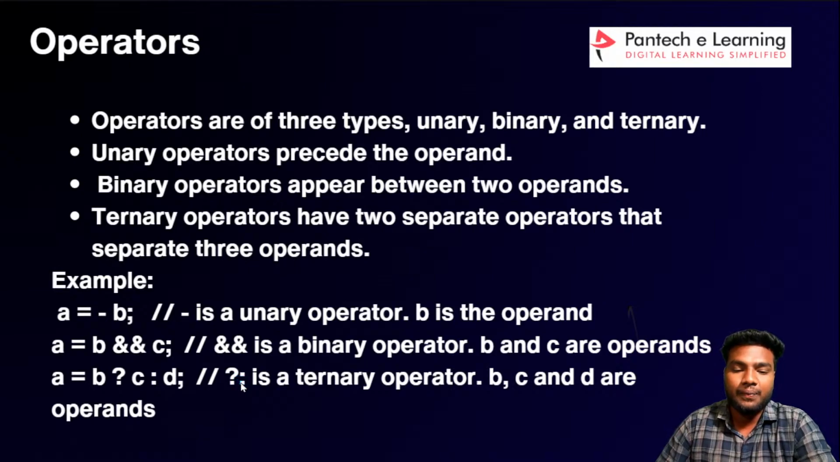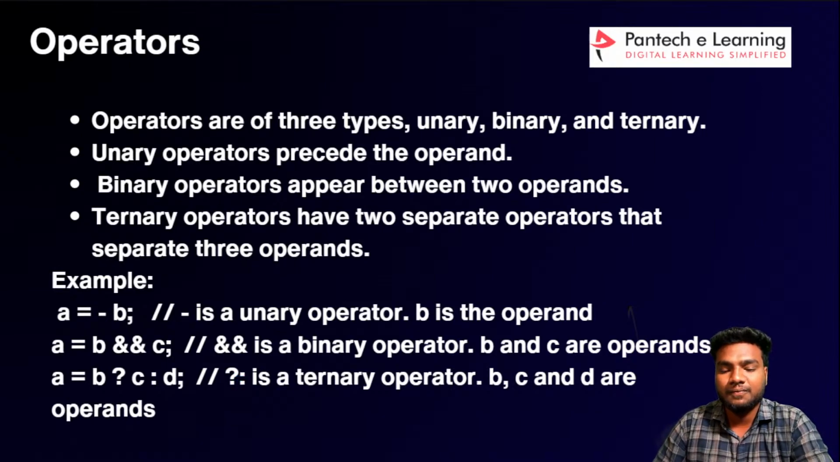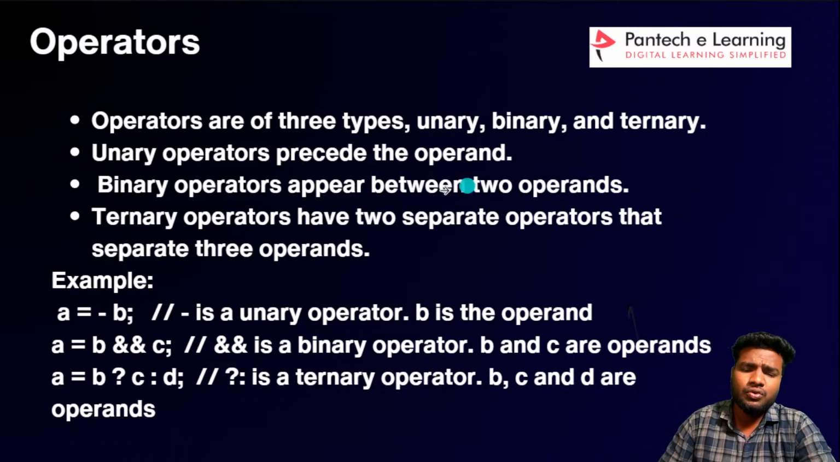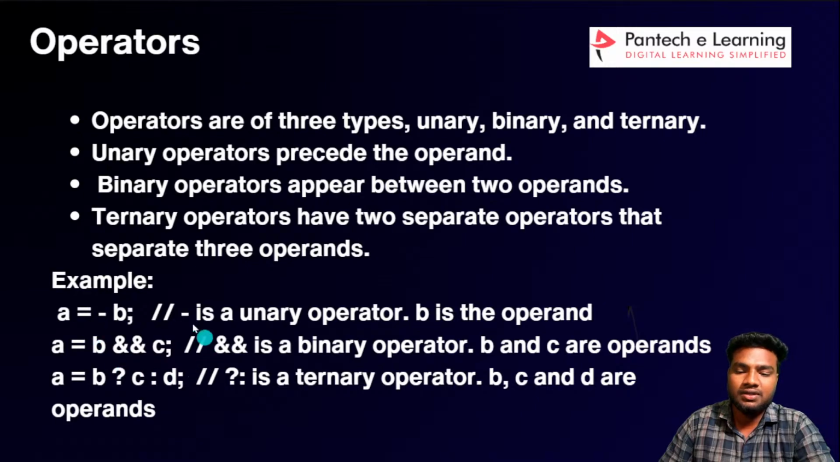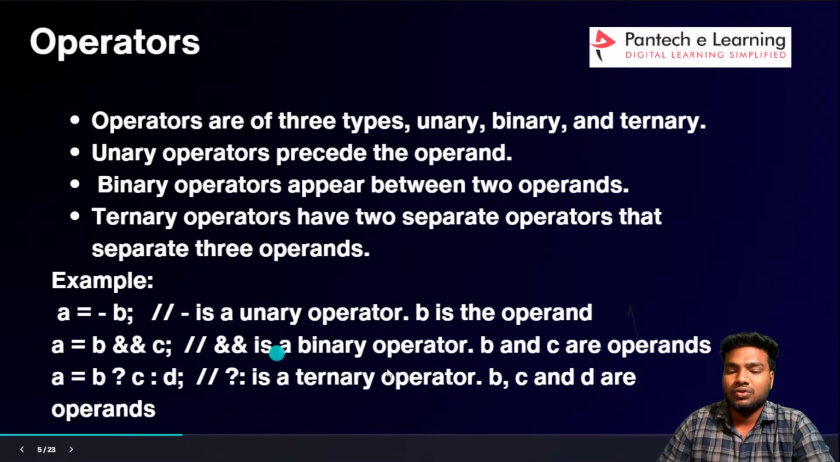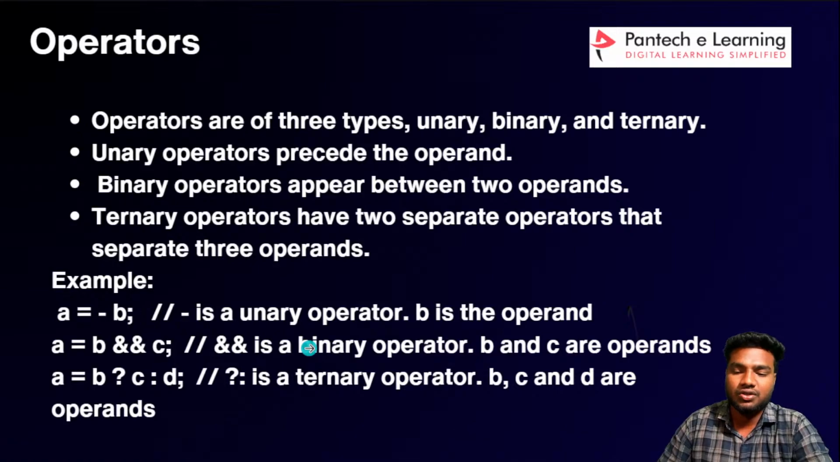It has the double ampersand symbol, which does the logical AND. If you write A equal to B & C with the single ampersand symbol, it will do bitwise AND. If you write A equal to B && C, it will do the logical AND operation. Logical AND means it will compare both the B and C operands' logical values. So this is the difference between bitwise and logical AND.